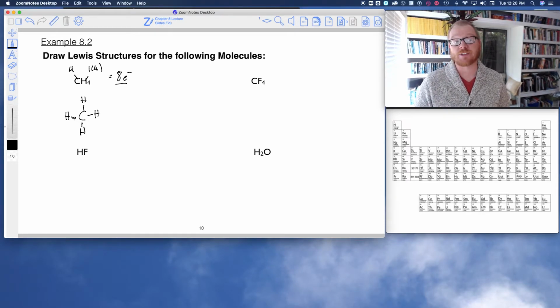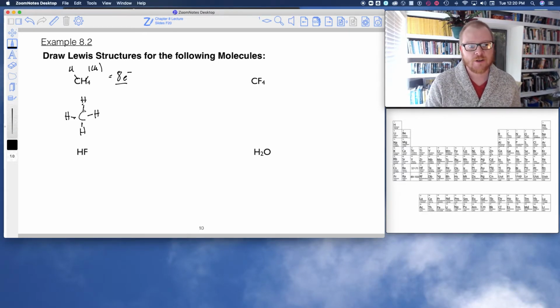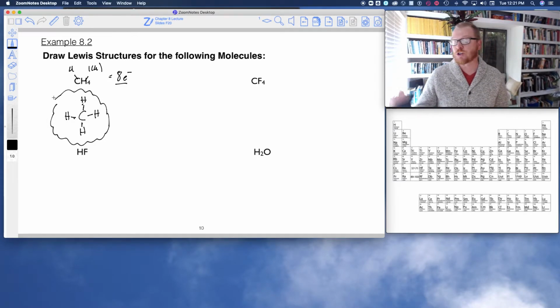Now we have to check that we've satisfied the octet rule. So carbon wants to have 8 electrons surrounding it, and indeed it does: 2, 4, 6, 8. Hydrogen wants to have the duet rule, so each hydrogen can only have 2 electrons. And so this hydrogen has no lone pairs, which is correct. This hydrogen is sharing 2 electrons with this carbon. So this hydrogen has 2, this hydrogen has 2, this hydrogen has 2, this hydrogen has 2. Fantastic. This is my Lewis structure for methane. So this one, you can see no lone pairs. It's very simple.